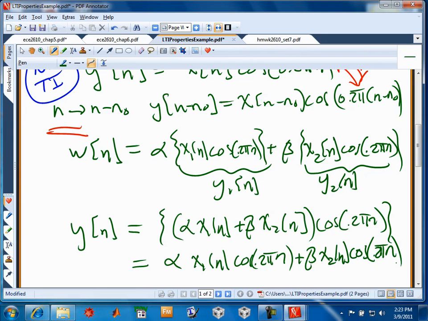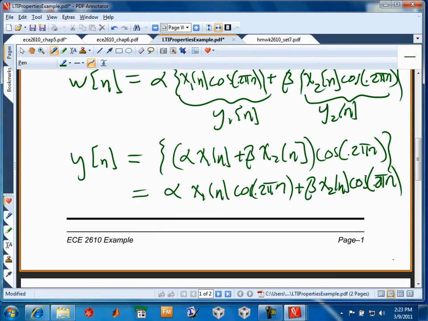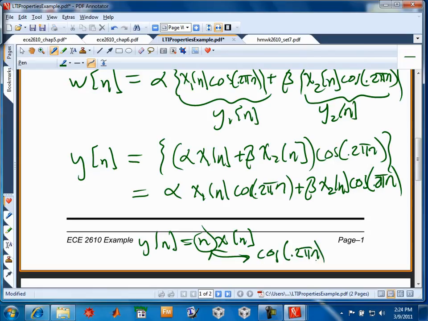If you're thinking back to the example that we worked in the notes just a few minutes ago, there we had the example, y of n is equal to n times x of n. That was a time-varying system, but it was still linear. So the key is that n is behaving the same way that the cosine of 0.2 pi n is. It's just a time-varying gain. And a time-varying gain doesn't destroy the linearity property.